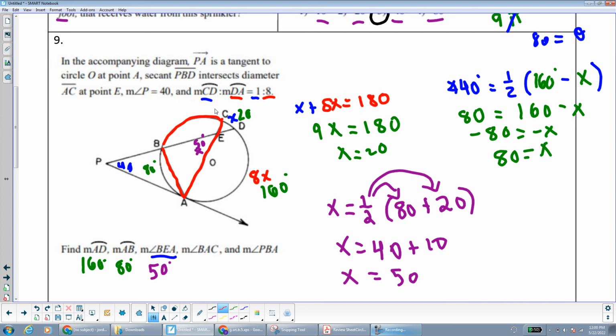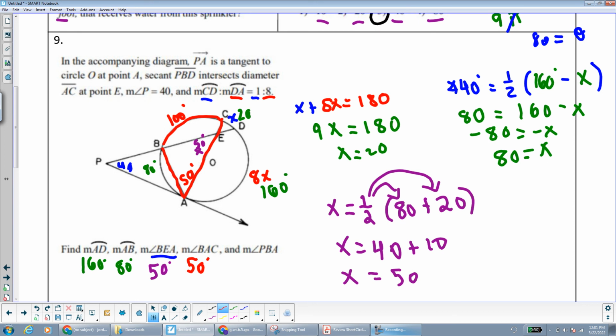And all the arcs of a circle altogether should add up to 360. So I'm going to do 80 plus 160 plus 20. Those are the other arcs that we found so far. And I'm going to do 360 minus that sum. So minus 260, that's what I got as the sum. And I got 100 degrees for arc BC. So that makes the inscribed angle that intercepts that arc 50 degrees because half of 100 is 50.